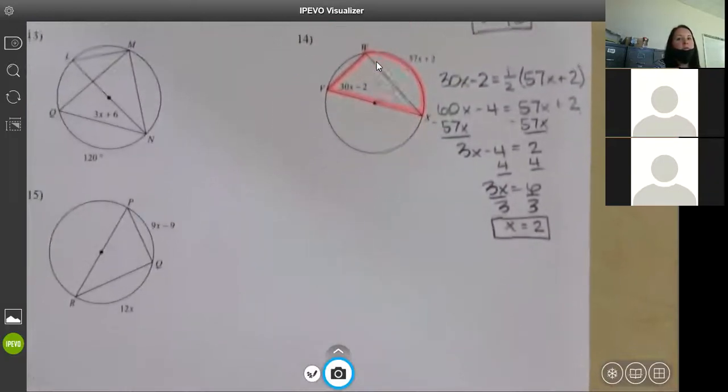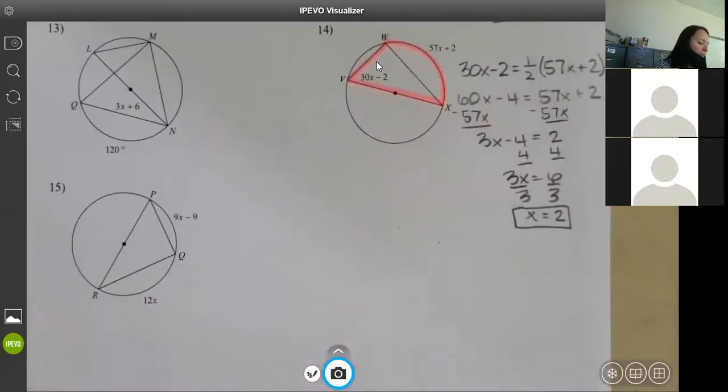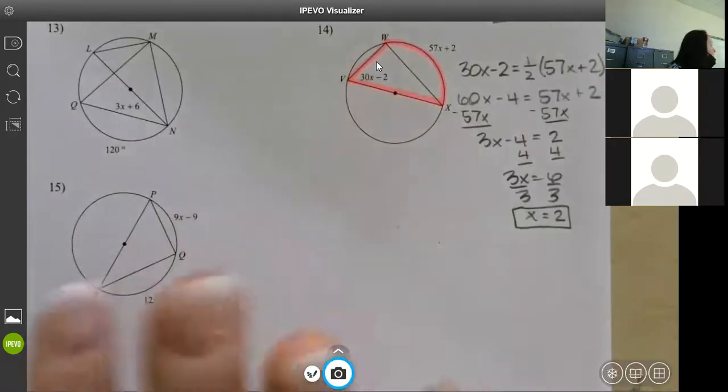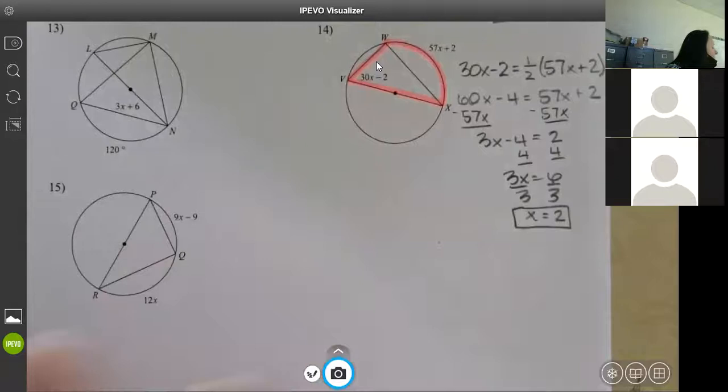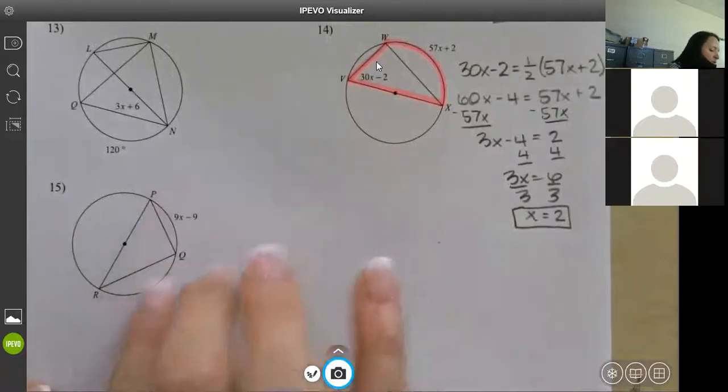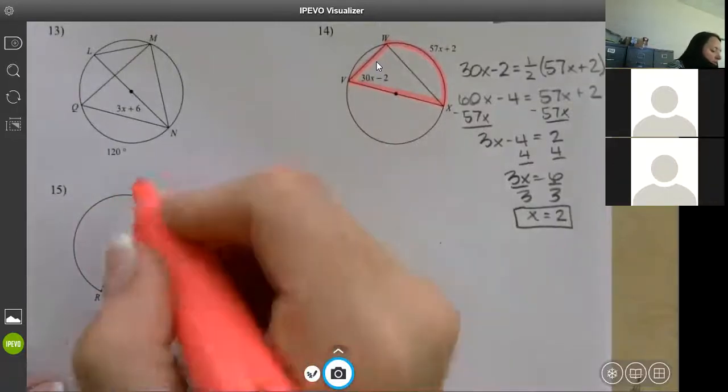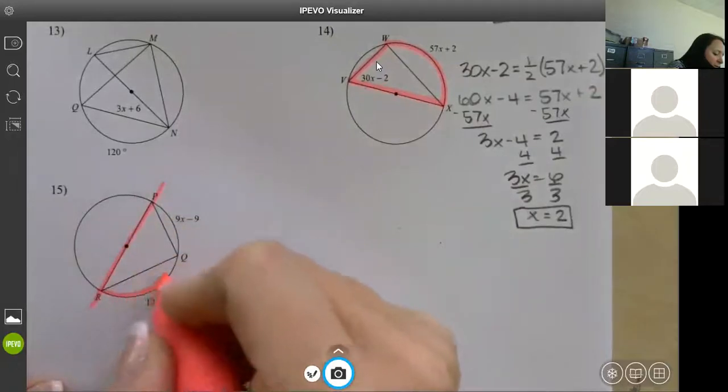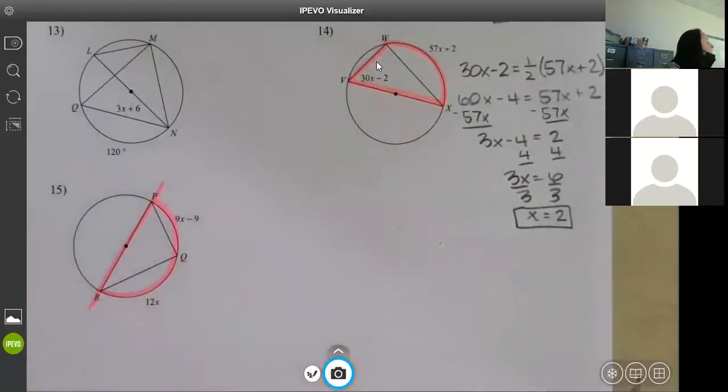Okay. So look at 15. What do you see in this? Notice they give us the 2 arcs. They're not asking us for the angle, okay? They're asking us for x. So you see the 2 arcs. What do you know about those 2 arcs? Yeah, there's a diameter right here. So these 2 arcs add to 180. So that's how you set it up.